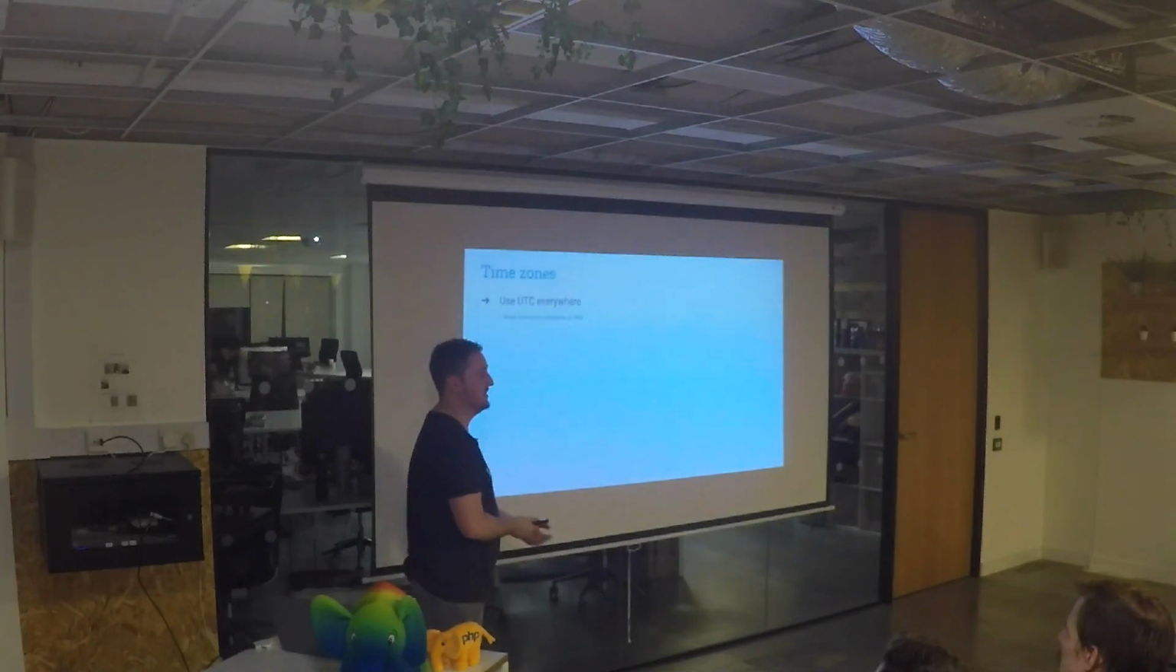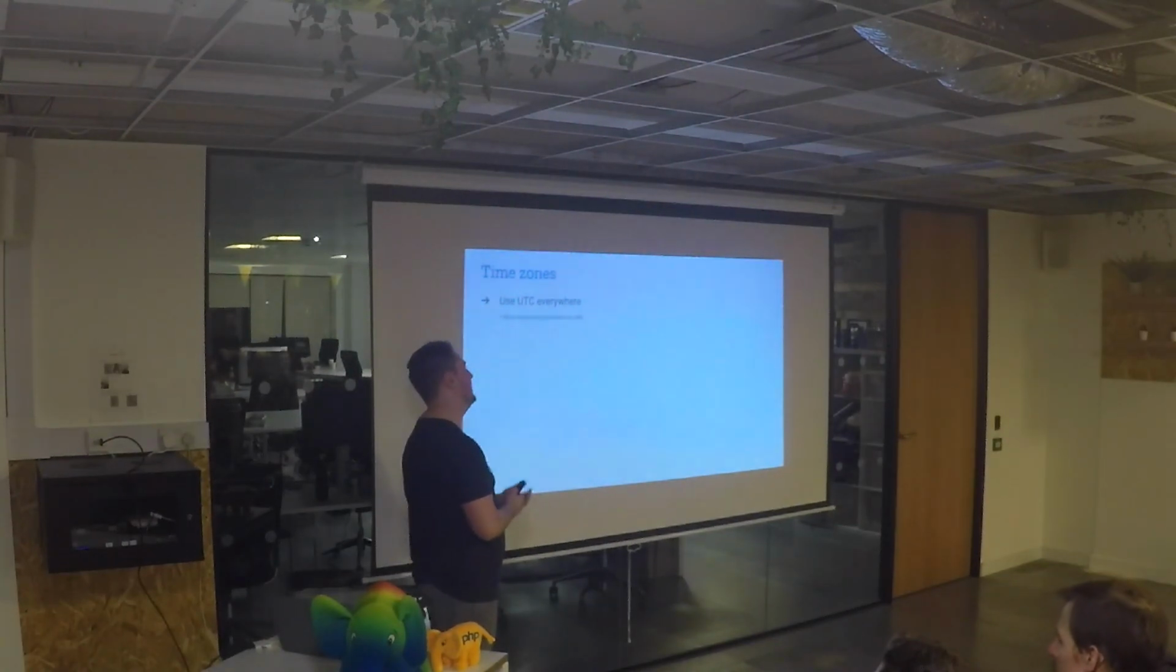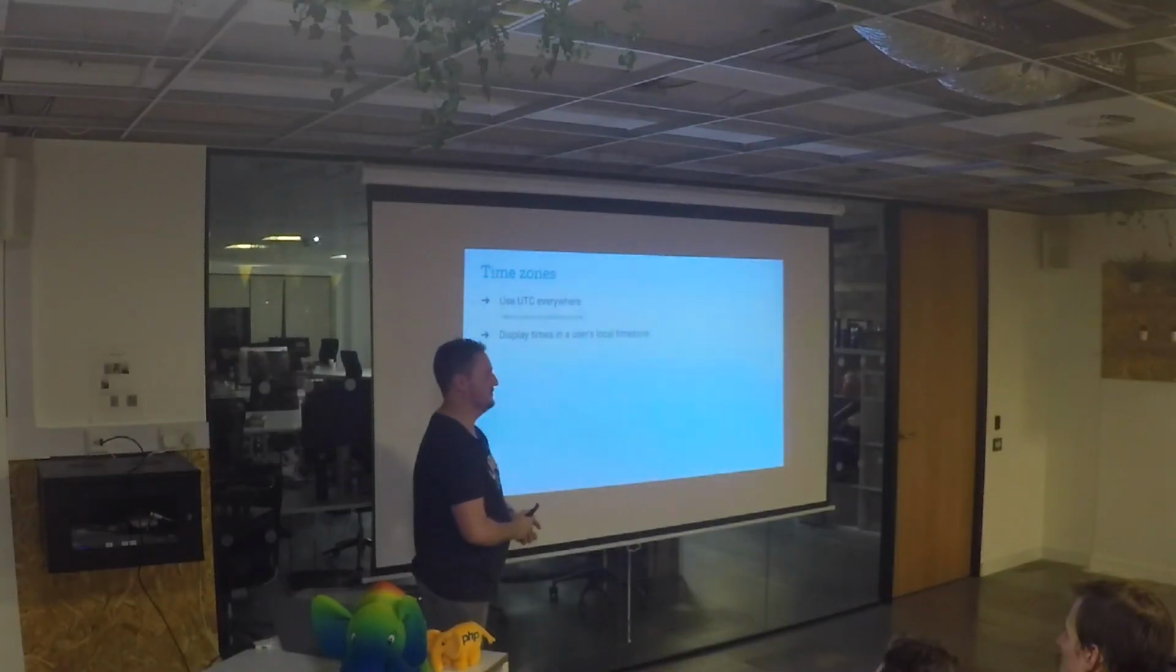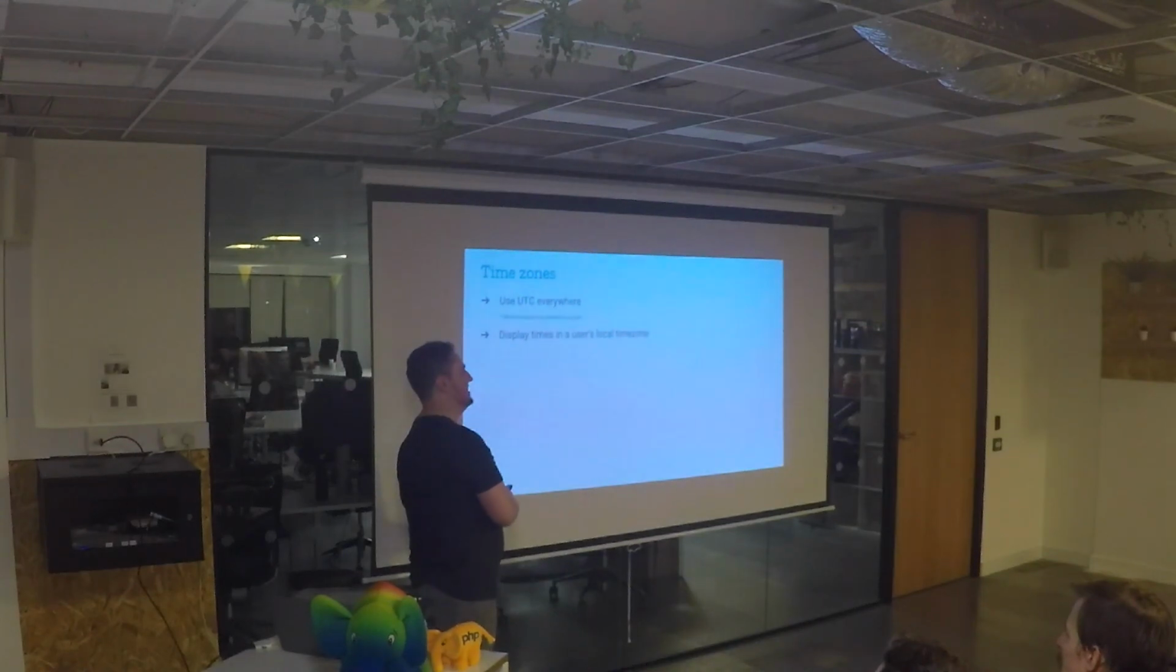So if you're storing it in your database, or if you're accepting a date time from user input from the browser, you probably want to have it in UTC, because that way your whole code base only has to deal with one date time time zone. But after that, you probably want to display it back into the user's local time zone, because you don't want to confuse them by displaying a UTC time if they're not in UTC.